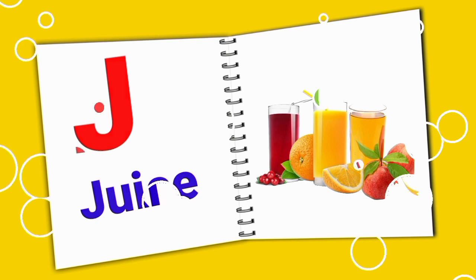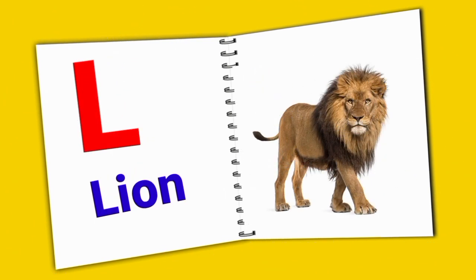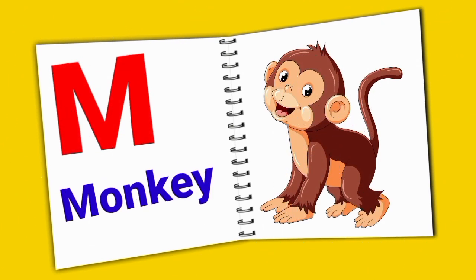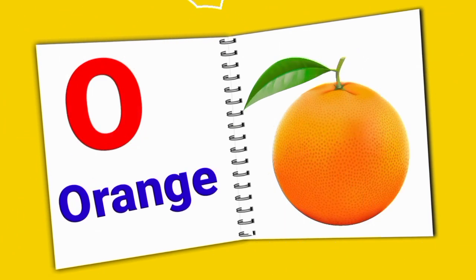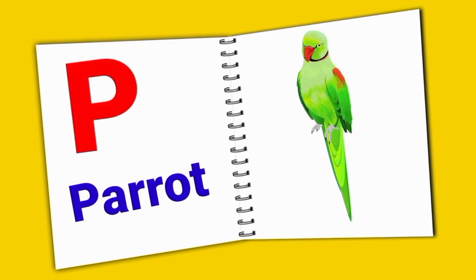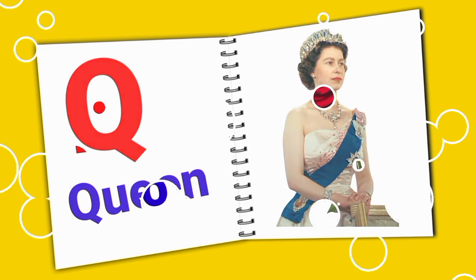J for juice. K for kite. L for lion. M for monkey. N for nest. O for orange. P for parrot. Q for queen.